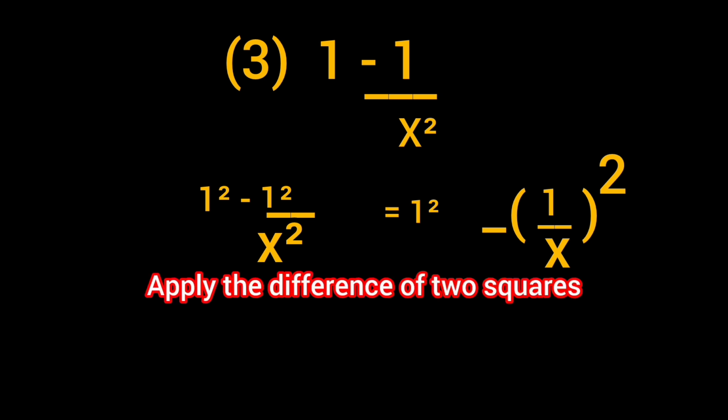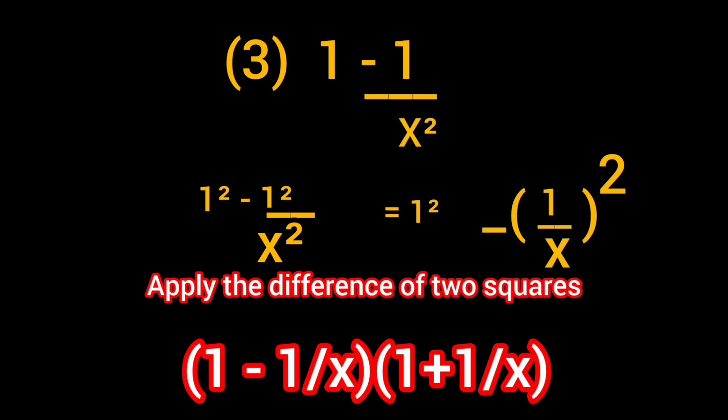Then we apply the difference of two squares. Since both of them are squares and there is minus in between them, we open our bracket and put 1 minus 1 all over x. We close it, we open it again and put 1 plus 1 all over what? x. And that becomes the factorization of what? 1 minus 1 all over x squared. I hope you understand. Thank you.